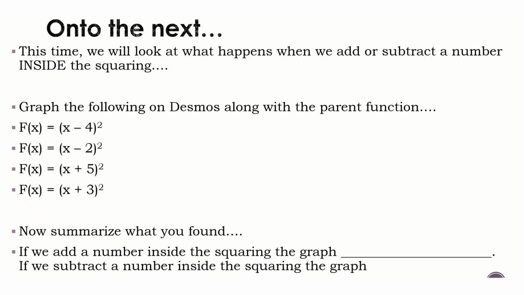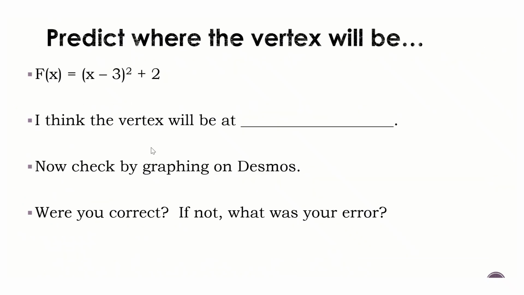Okay, so now we've explored some stuff. For this one, predict where the vertex will be. I want you to consider that. Don't hop in and graph it yet. Just based off what we just did, where do you think the vertex will be? So we have (x minus 3) all squared plus 2. Fill it in your notebook.